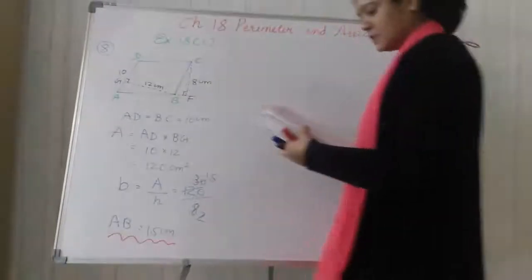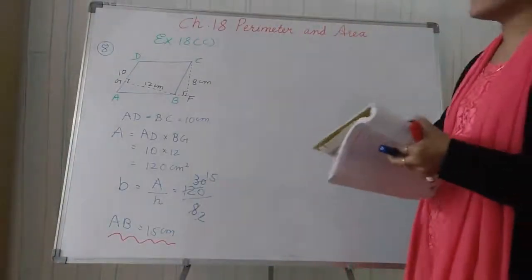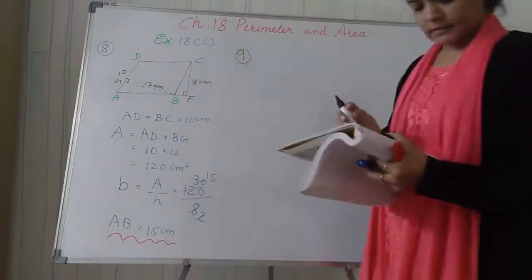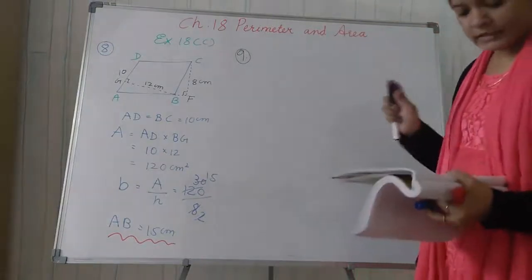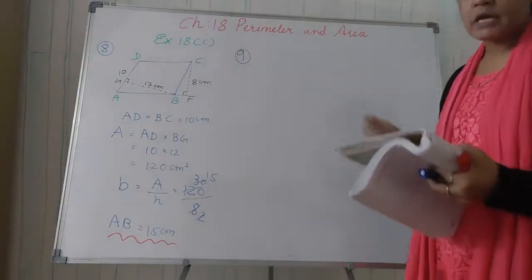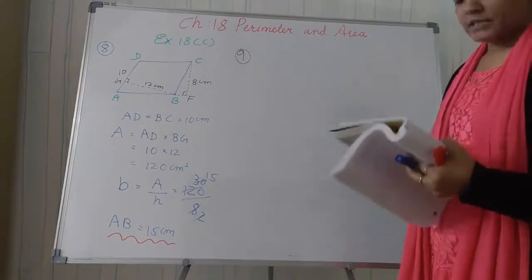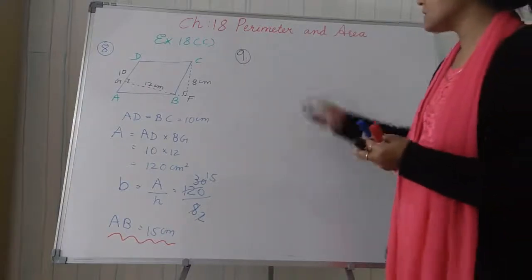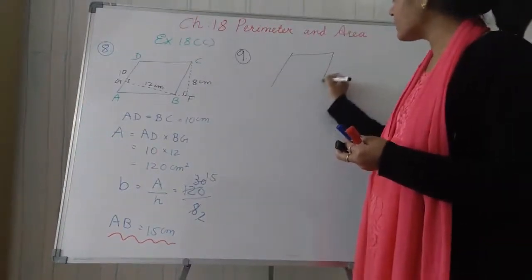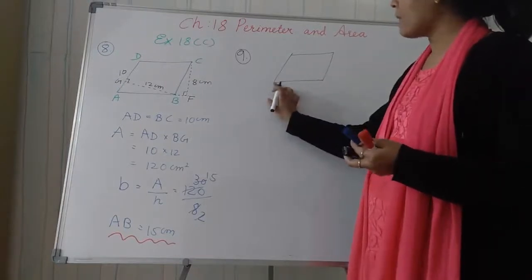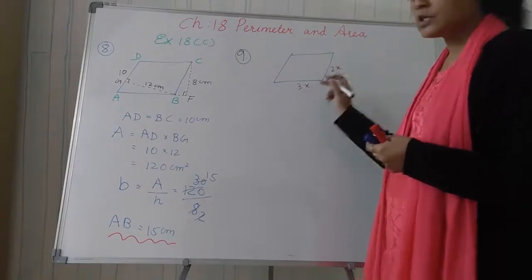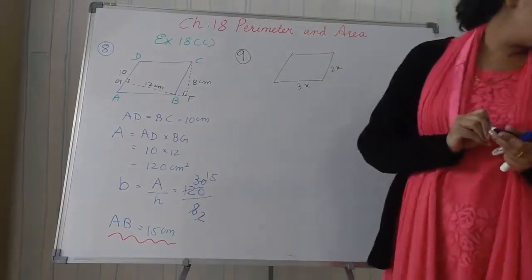Now solving the next question, question number 9, which is our last question of this exercise 18C. So now question number 9, let us read. Here in this question, the ratio of two adjacent sides of a parallelogram is 2:3. So adjacent sides means I already explained that the nearby sides we will call adjacent sides. Like this is a parallelogram. So if this is 3x, this is 2x. The ratios we are given, no? So like that you can write.